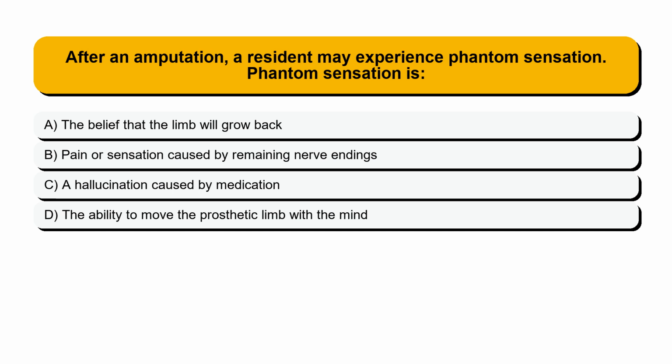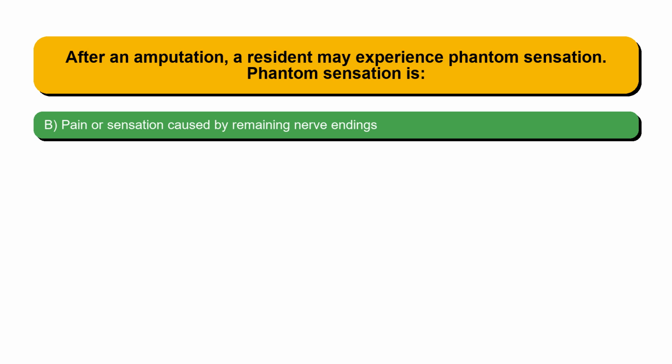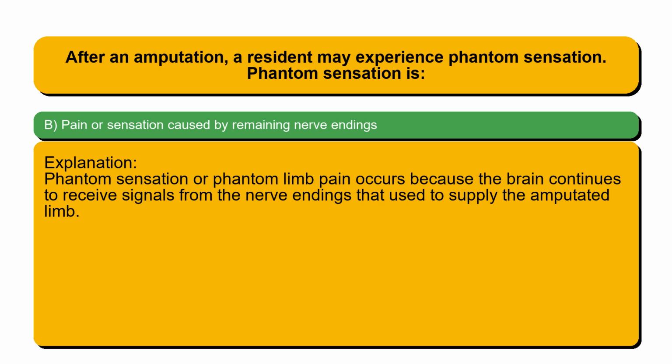Question 19. After an amputation, a resident may experience phantom sensation. Phantom sensation is: Option A, the belief that the limb will grow back. Option B, pain or sensation caused by remaining nerve endings. Option C, a hallucination caused by medication. Option D, the ability to move the prosthetic limb with the mind. The correct answer is option B, pain or sensation caused by remaining nerve endings. Phantom sensation or phantom limb pain occurs because the brain continues to receive signals from the nerve endings that used to supply the amputated limb.